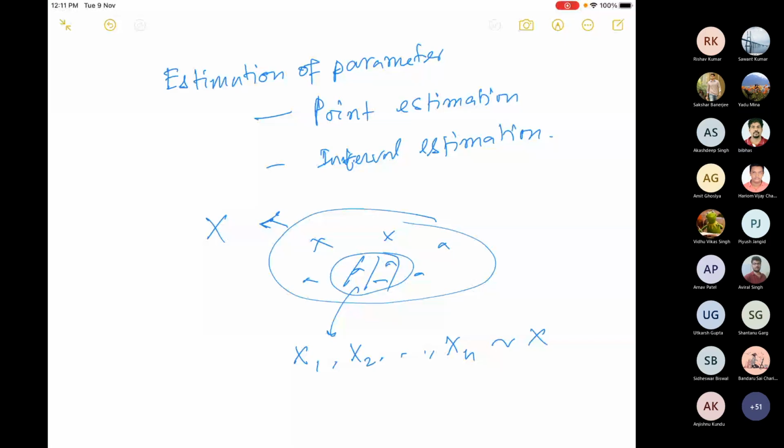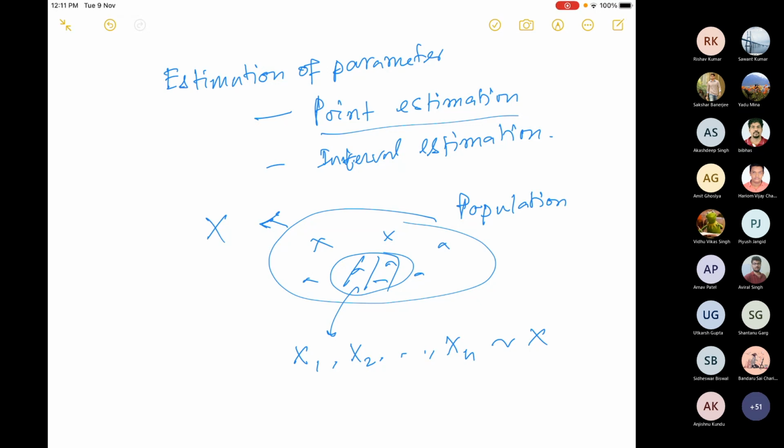Yeah, so we have been talking about this estimation problem. We already have talked about point estimation. Now we'll talk about interval estimation today, and we'll see how far we can go. Today is the last class of this course.